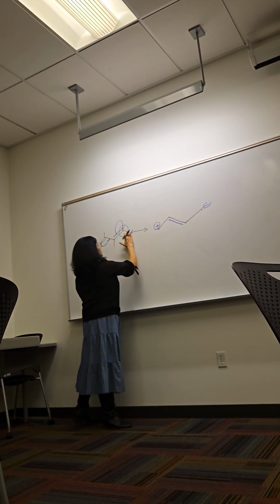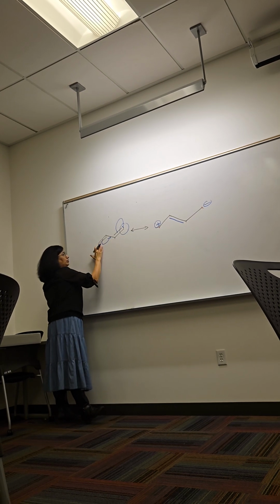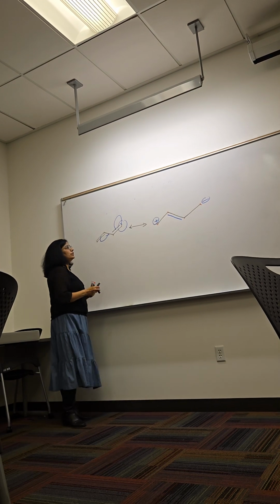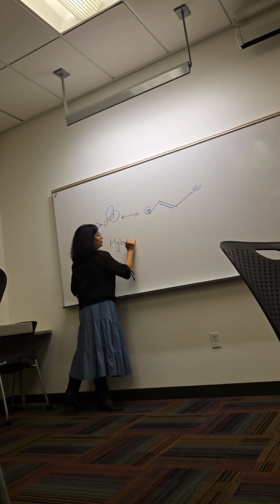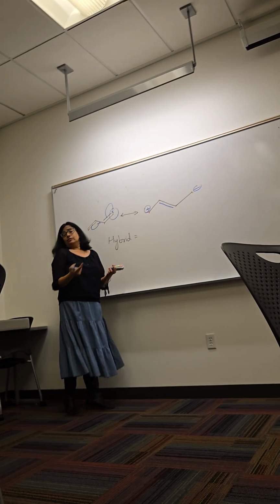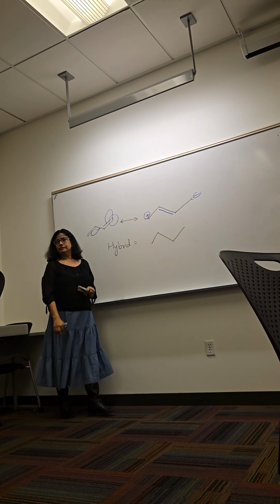What exists? And what do we call that? Hybrid. Right? Resonance structures do not exist. What exists is the hybrid. So how do we draw the hybrid? A mixture, so to speak, of these two structures. So here's what I do. I keep my skeleton the same because the skeleton doesn't change.